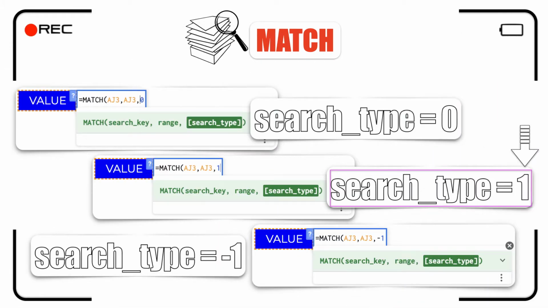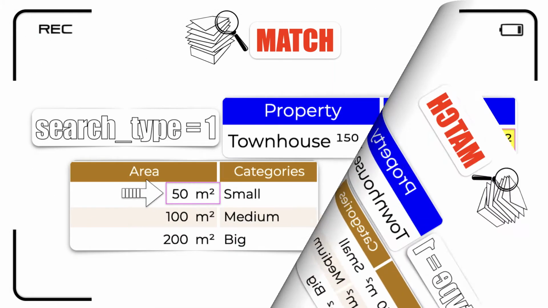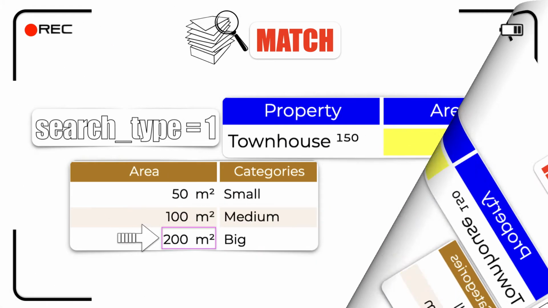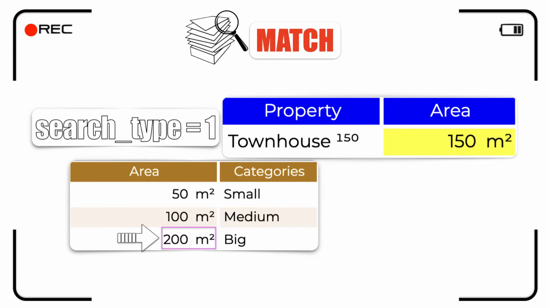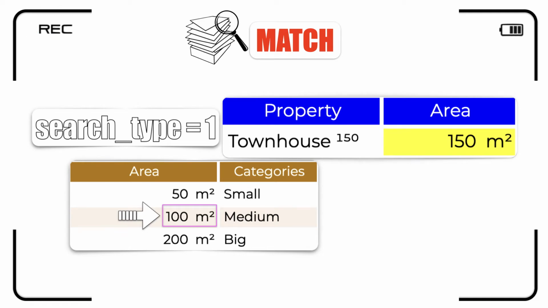When we set the search type to 1, the data should be in ascending order. The match function checks if the value that we are looking for is greater than the value in the first cell of the range. If it's true, it goes to the next cell till it hits a value in the range that is greater than the value we are looking for. Then it comes back to the previous cell and returns the position of that cell.